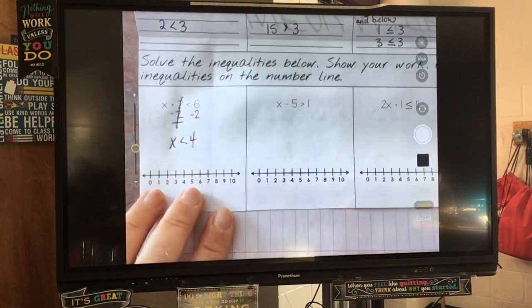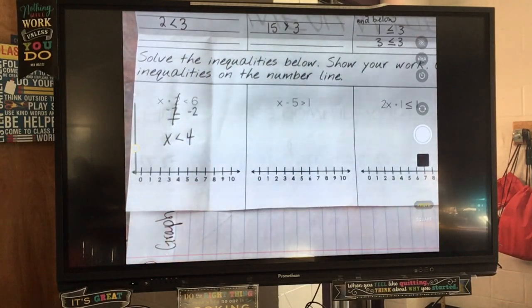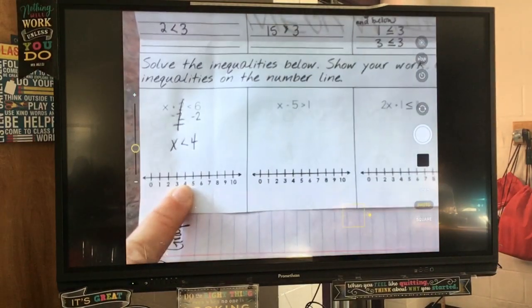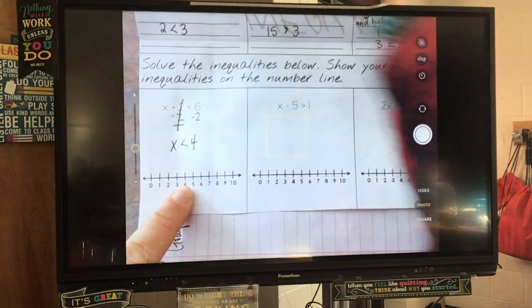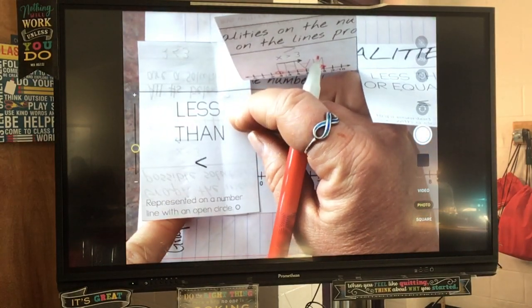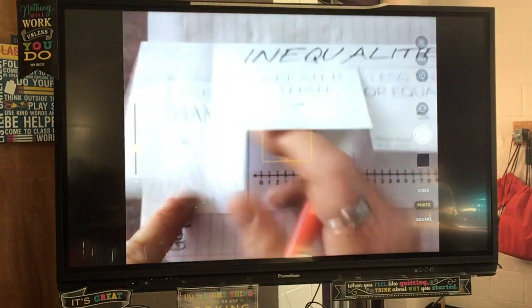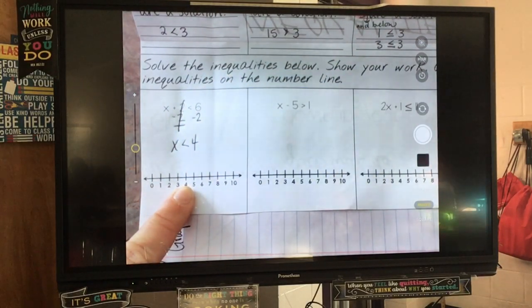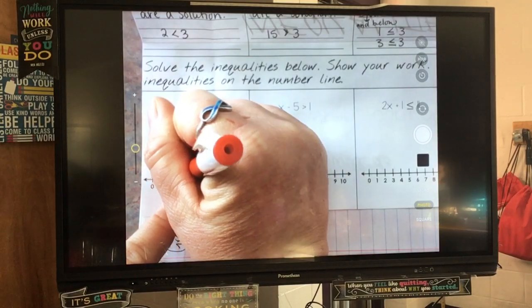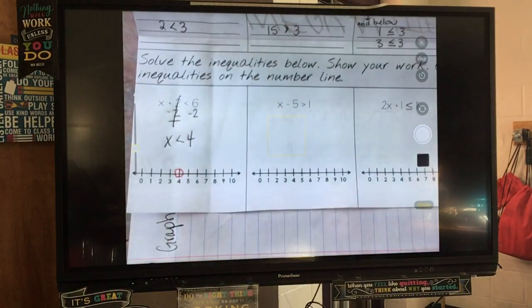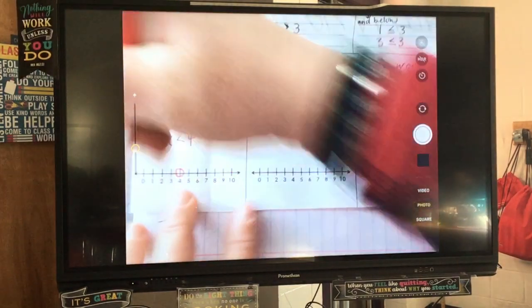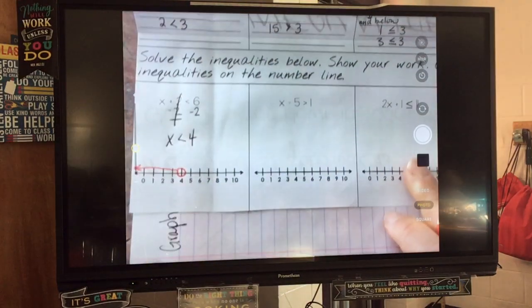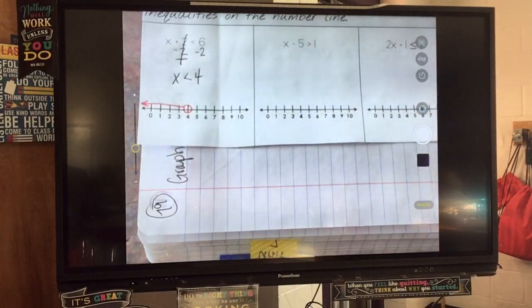So down here, we solved it, and now we're going to graph it. Are we going to use an open circle or a closed circle? And if you're not sure, can you close your foldable, and does it tell you what to do? It tells you right there. Open circle. And is my arrow going to the left or to the right? Going to the left. And like I said, any number to the left will make this statement true.